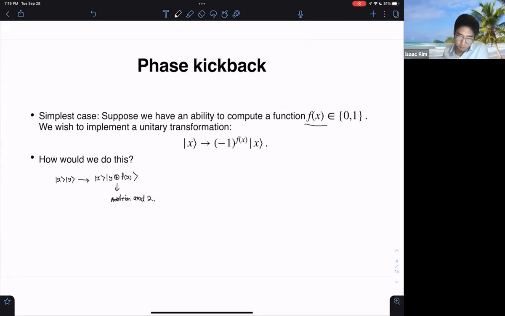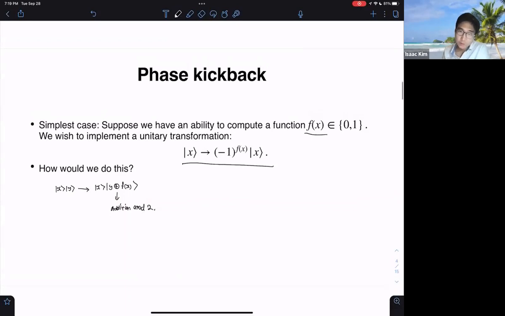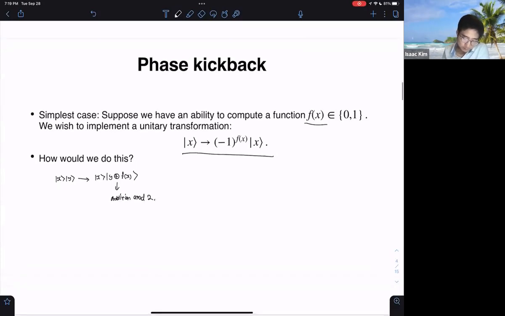And we wish to somehow use this operation to implement this operation. So we want to send x to a phase, basically. So how would we do that? I'll let you think about it for a little while. And yeah, I'll tell you the answer. So it's very easy, actually.